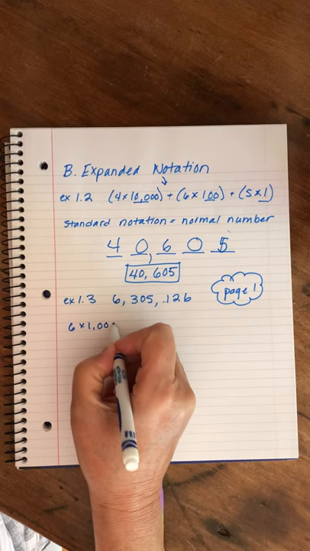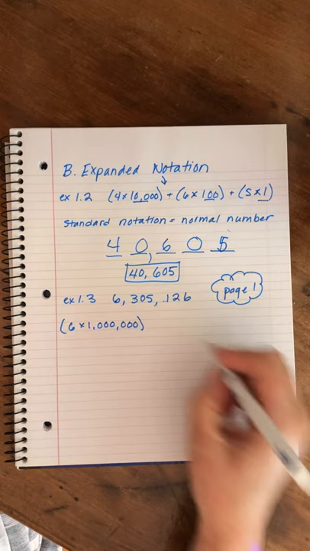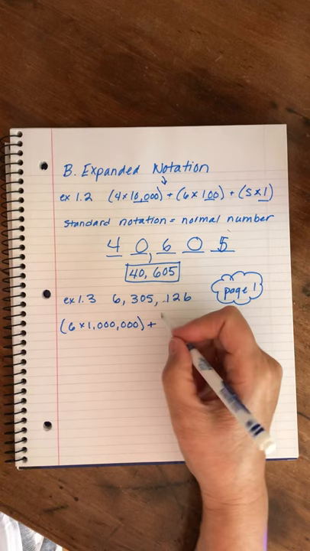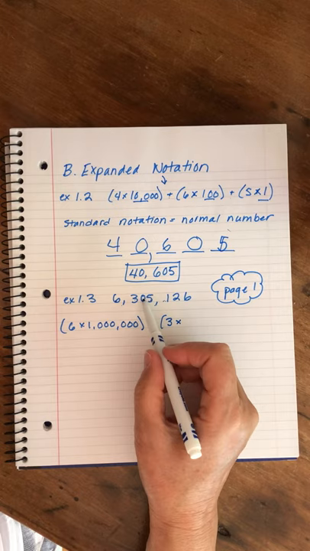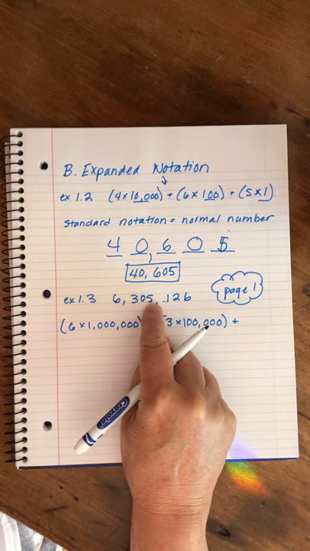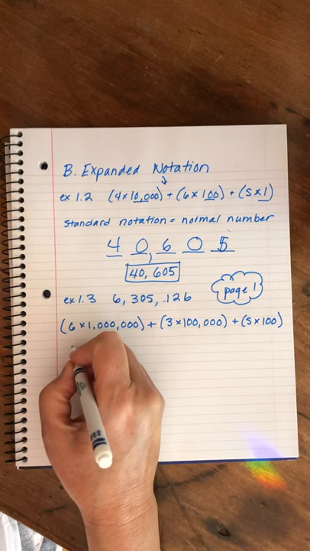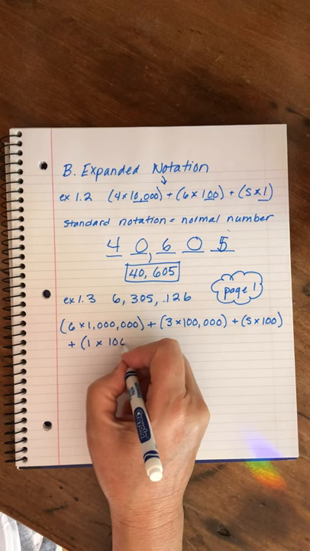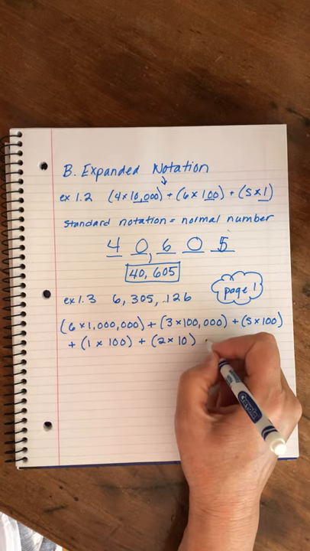We put parentheses around that, and then we say plus, right? I'm copying this format. 3 is in the 100,000s place, right? 1,000, 10,000, 100,000. Plus, now for the 0 we can skip, because 0 just fills in the blanks. So I can skip down here. It's 5 times 1,000 plus 1 times 100th place plus 2 times the 10s place plus 6 times the 1s place.